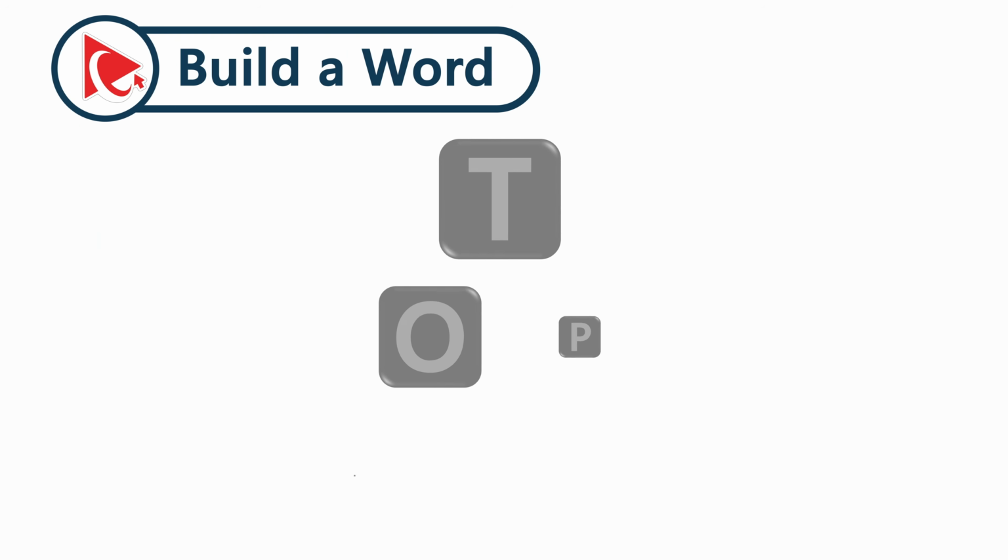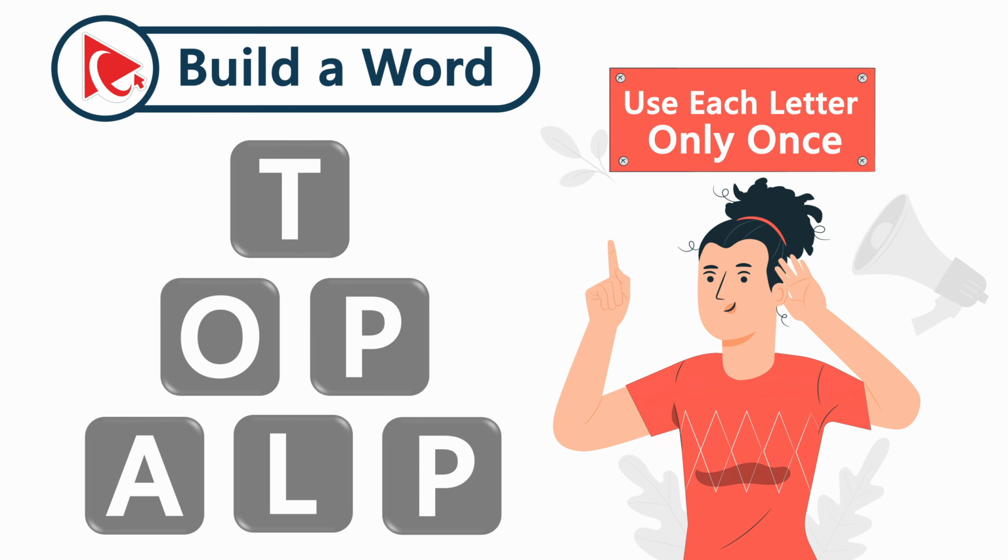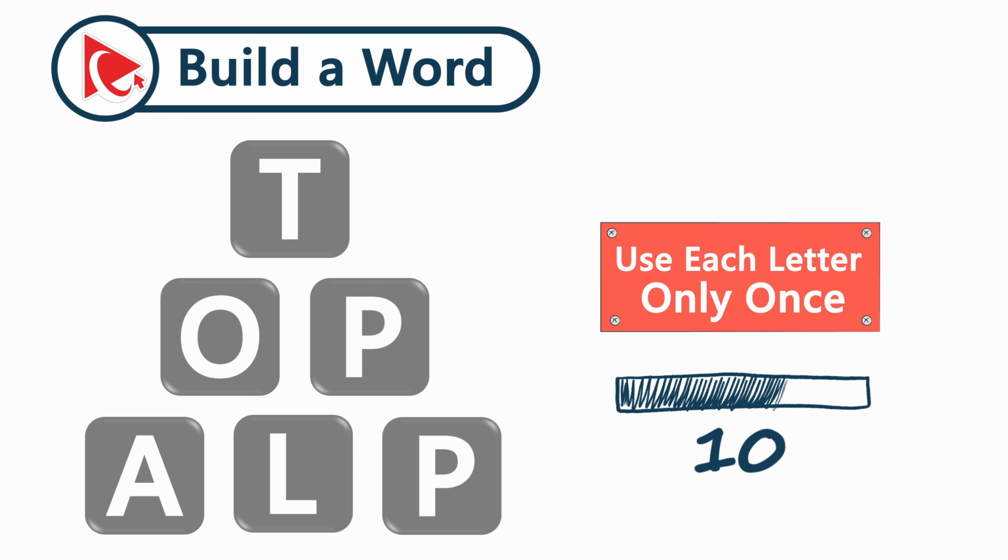In this question, you're presented with 6 letters, and you need to build an English word. The letters are T, O, P, A, L, P. Here are 2 caveats though. You need to use each letter only once, and you only have about 10 seconds. Let's get started.